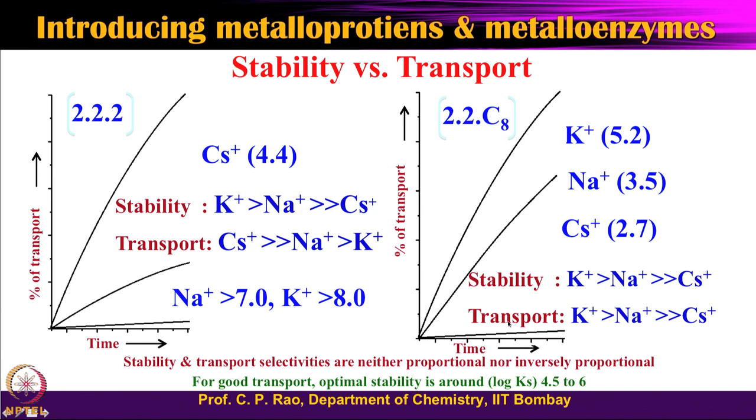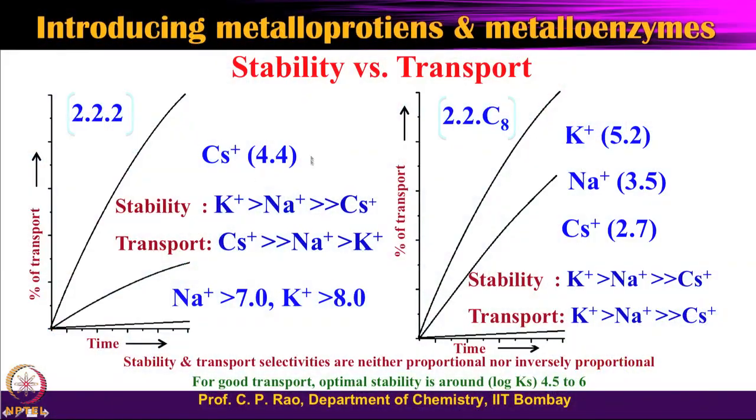So, what will we take? We cannot take either of these. There is something else which I have brought to your notice. The optimal seems to be around a log K of 4.5 to 6. Whenever you have a log K of 4.5 to 6, you get maximum transport with optimal stability. Very low binding will lead to a disruption of the transport before it has reached the destination. With very strong binding, it will reach the destination but will not be able to release the ion. So, either case is very dangerous.